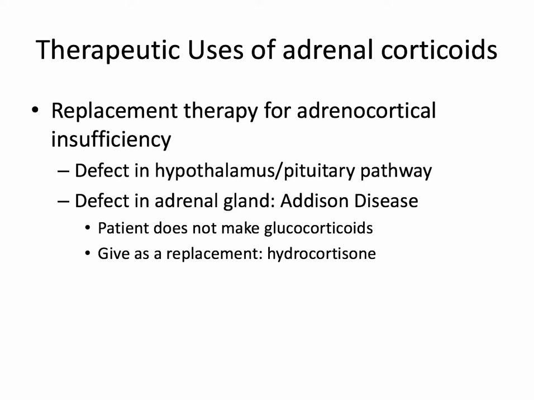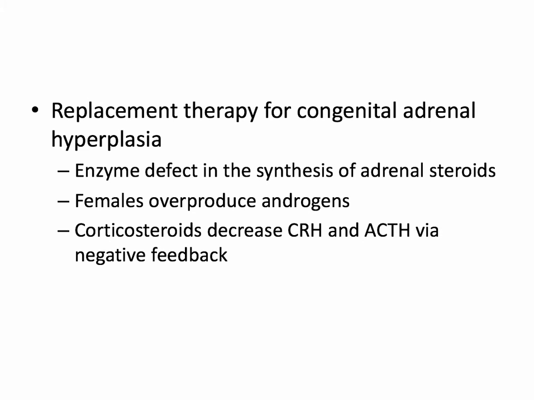So the therapeutic uses, we've seen a couple of these now on our previous slide with the circle, but we do use these as a replacement therapy for adrenocortical insufficiency. So if there's a defect in our hypothalamus pituitary axis, if one of those organs is not secreting the proper hormones, or if there's a defect in the adrenal gland, which is called Addison disease, where the patient does not make enough glucocorticoids, then we can give them a replacement. And we can give hydrocortisone, which is identical to the natural cortisol that the body releases.